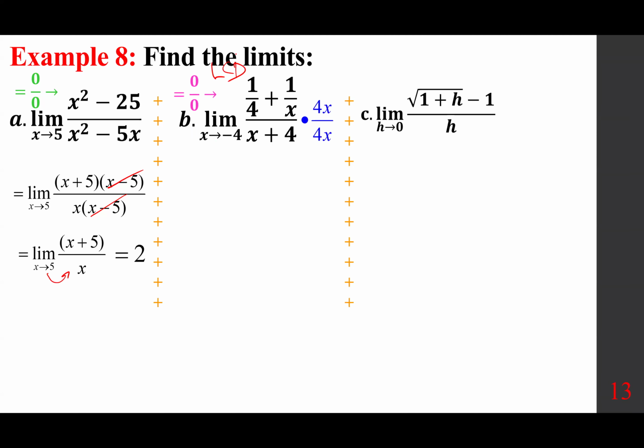Part B, you plug in, you get 0 over 0, and the technique is LCD. You multiply the top by 4x over 4x. The numerator becomes x plus 4. The denominator, you keep it as a product. These two cancel each other. And now if you plug in, you get negative 1 over 16.